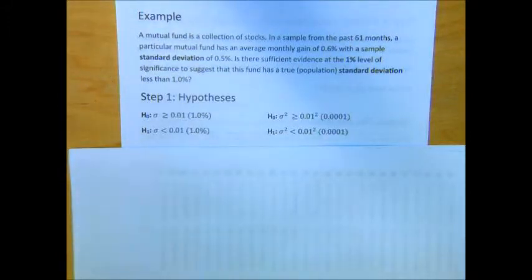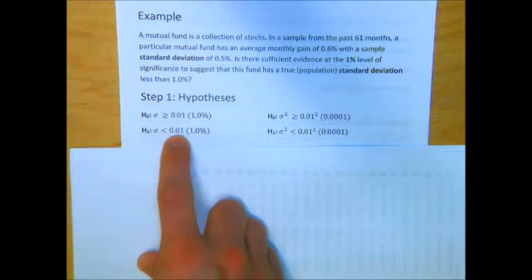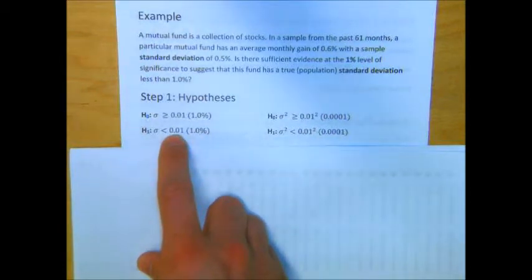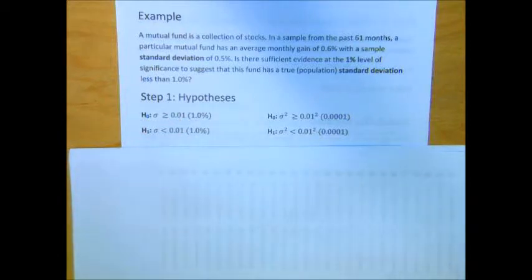Our hypotheses for this problem are thus that we are hypothesizing or wishing to show that the standard deviation is less than 1%, or 0.01. I suggest when working with percents like this to use decimals. It's going to make your job easier. Our null hypothesis is then the opposite, that the standard deviation is truly equal to or perhaps greater than 1%.